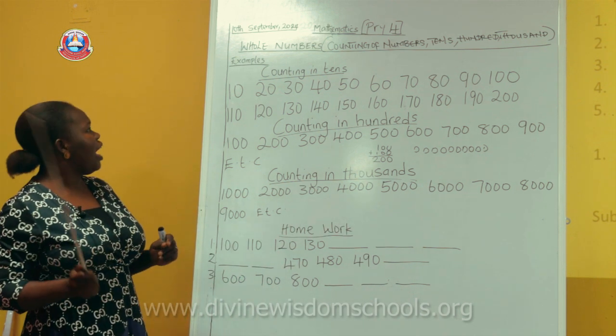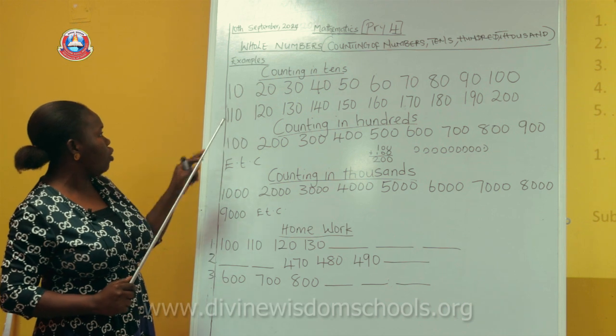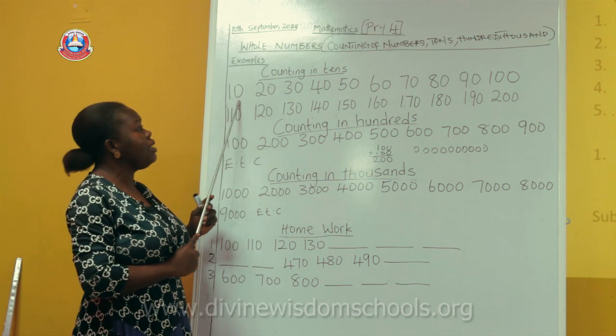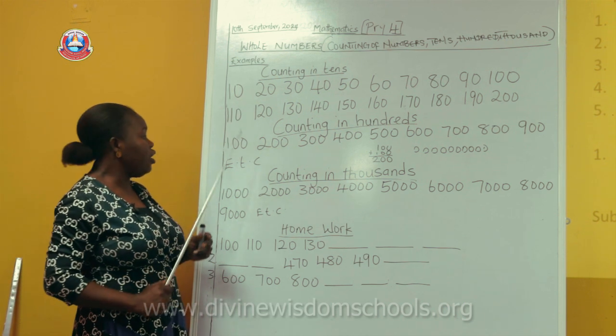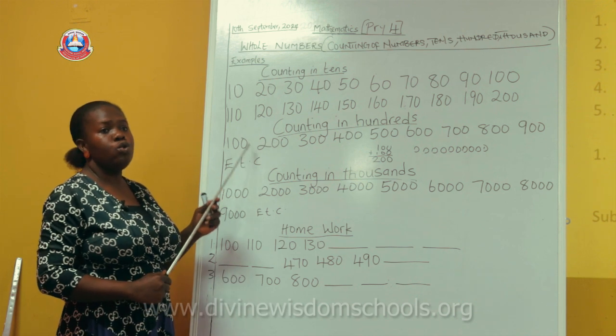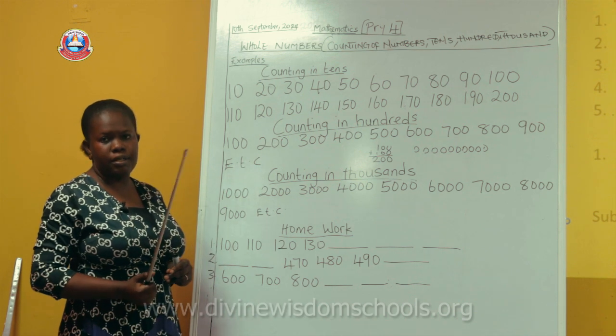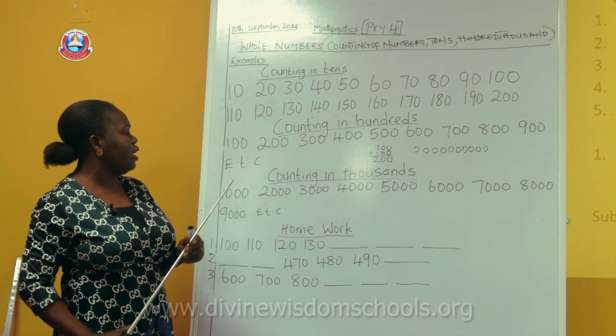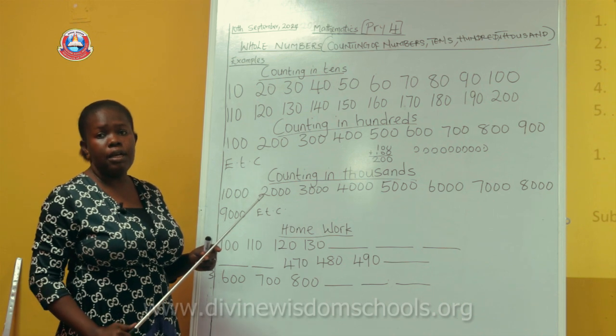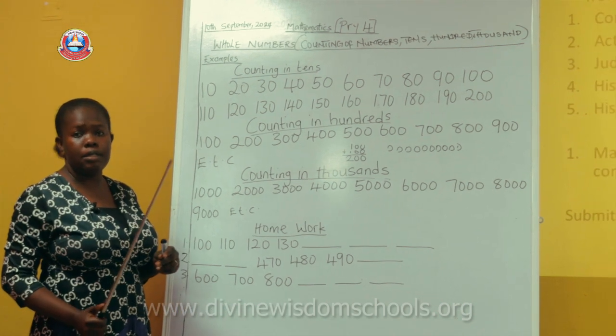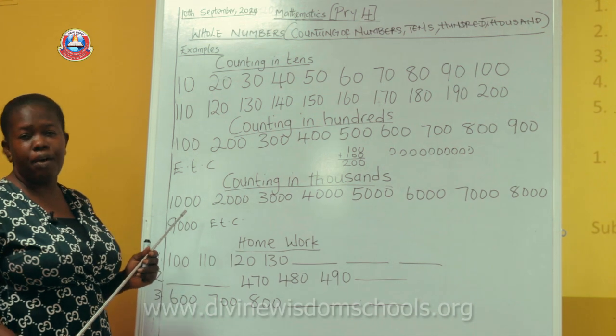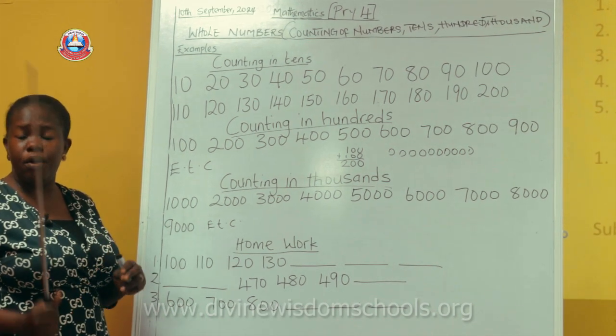Good children. Now look at the difference between tens and 100. In our tens, we have how many zeros? 1 zero. In 100, we have how many zeros? 2 zeros. Do we understand that? Now the next one we are looking at is counting in thousands. It's counting in what? Thousands. Thousands has 3 zeros. Thousands has how many zeros? 3 zeros.